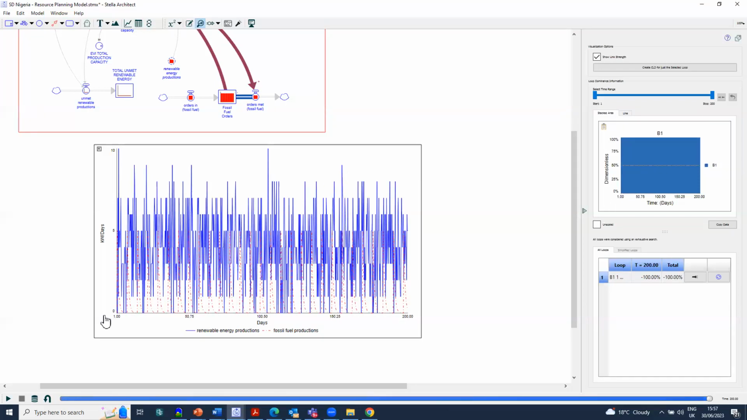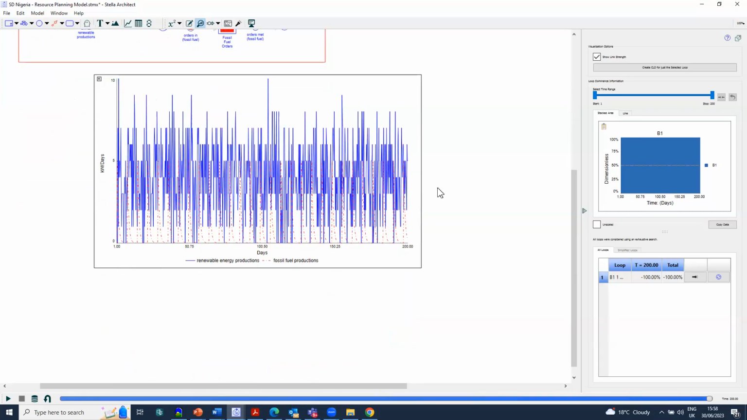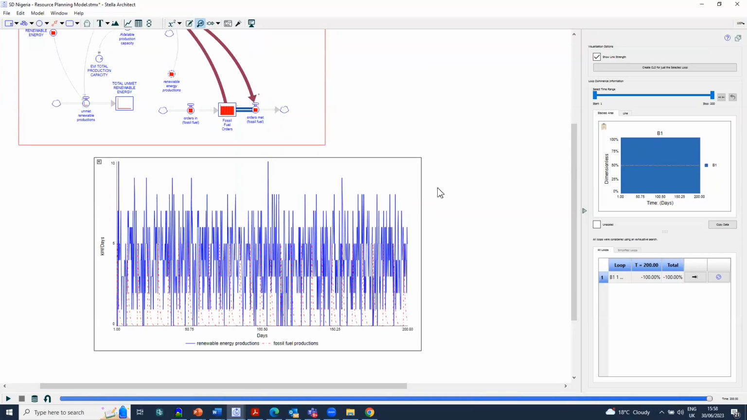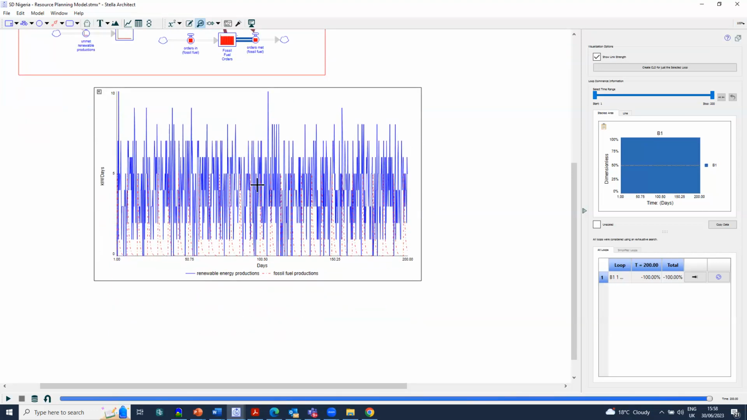So here we can see the difference between the renewable energy and the fossil fuel energy productions. Somebody asked me how. Basically, if you want to threaten your decision maker, your policy maker, you show them a graph like this, then they're in trouble. When you have something like this, what do you think will happen? Does it give them sleepless nights? It does. There's a lot of fluctuation. It gives them a lot of sleepless nights.